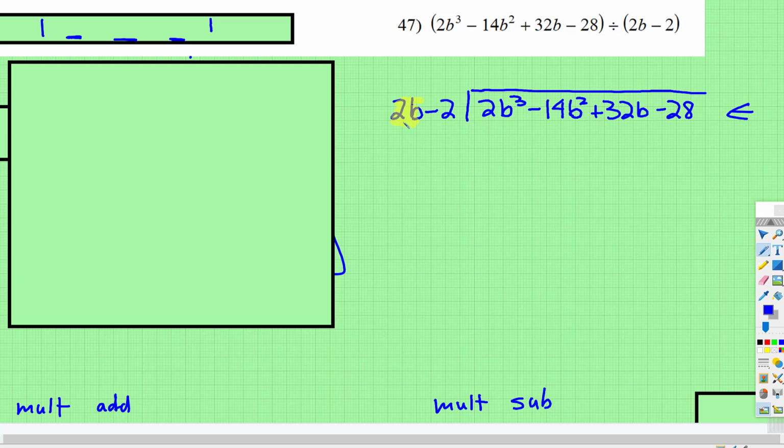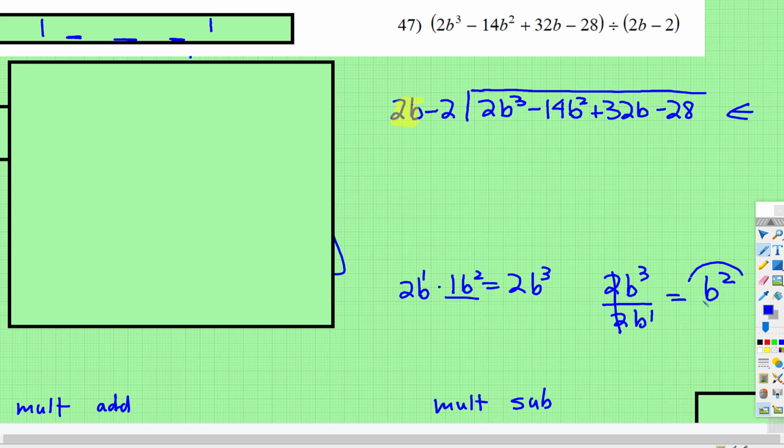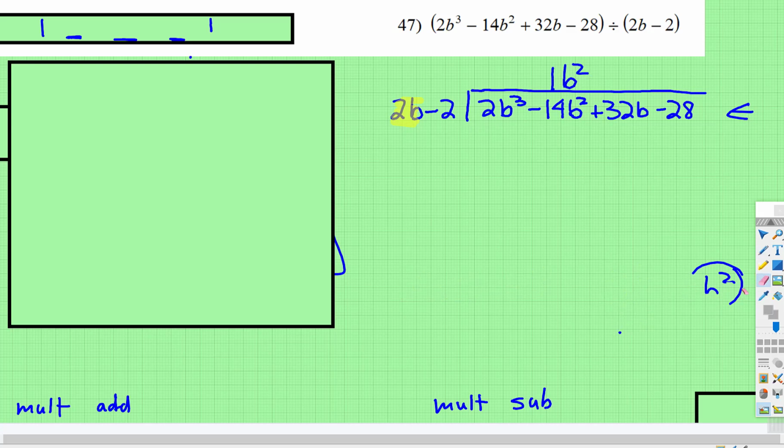Okay, so you ask yourself, 2b goes into 2b cubed how many times? So one way to do it is to do 2b times what is equal to 2b cubed, or you could do 2b cubed divide 2b to the first, and either way, that cancels, leaving b squared, or you could say 2 times 1 is 2, b to the first times b squared. However you get b squared or 1b squared, whichever method works for you. So in the b squared column, we're going to go ahead and put our b squared.